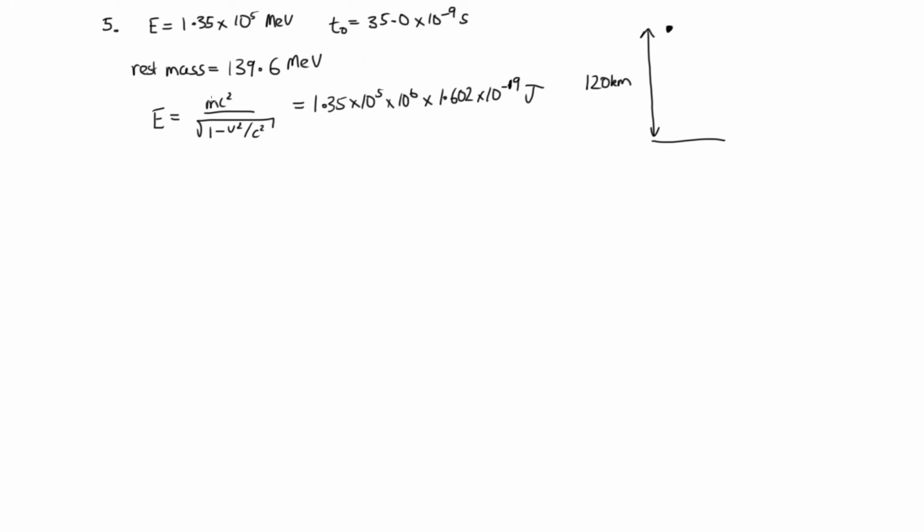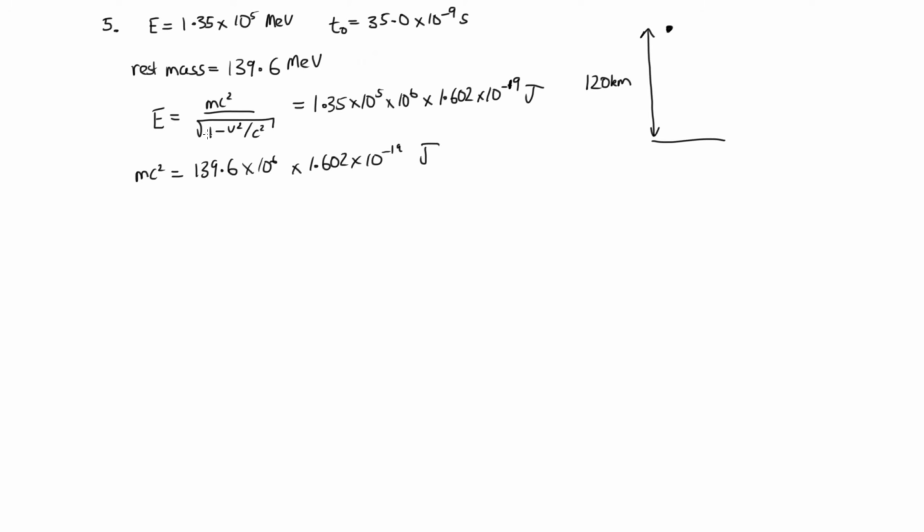Okay, and in this equation, m is the rest mass. We're given the rest mass in mega electron volts. So we know mc squared is equal to 139.6 times 10 to the 6, again to account for this mega, and then times 1.602 times 10 to the minus 19, and that will be in joules. So now we've got both these ones in the same units.